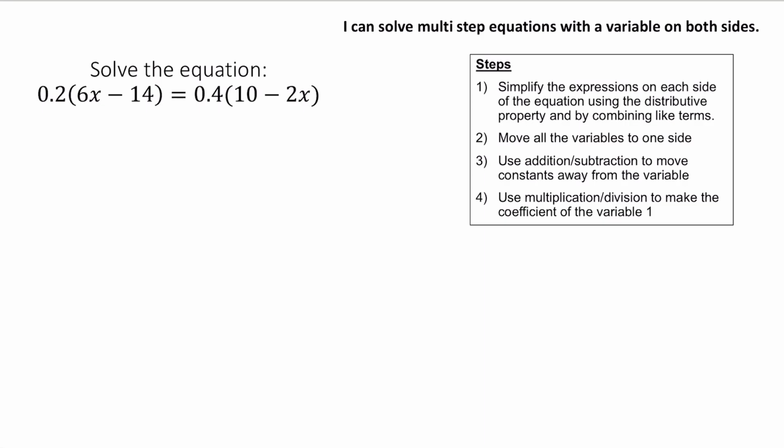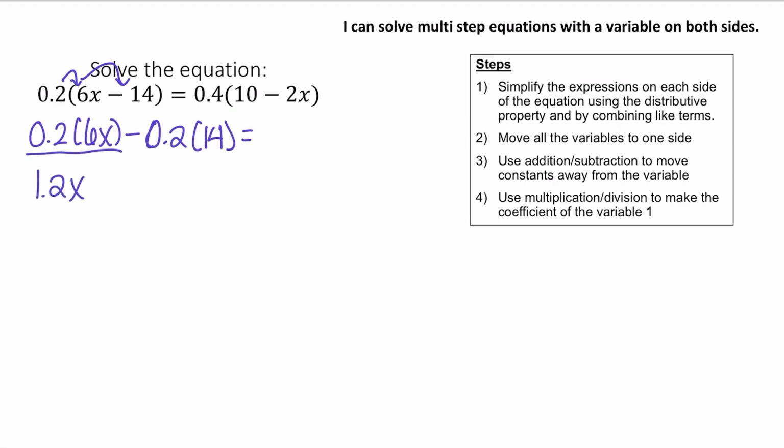Now let's try solving this equation. 0.2 times (6x minus 14) equals 0.4 times (10 minus 2x). So I'm going to start off by simplifying the expressions on the left side of my equation. I'm going to distribute that 0.2. So that gives me 0.2 times 6x minus 0.2 times 14. 0.2 times 6x gives me 1.2x, minus 0.2 times 14 gives me 2.8. And so now my left side is completely simplified.